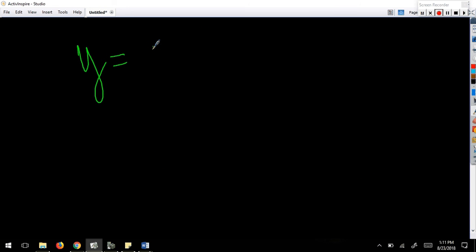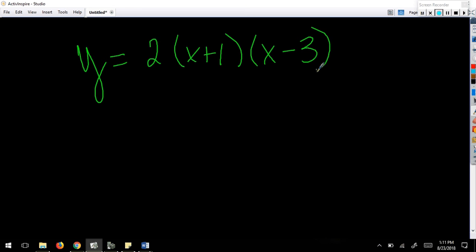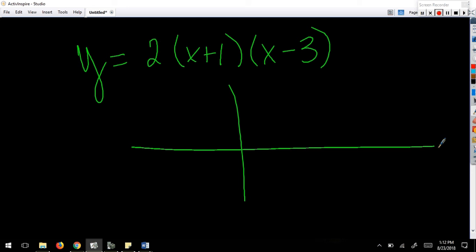Let's say I have this equation. Is it up or down? It's up. Skinny or wide? Skinny because 2 is bigger. This is telling me 2 places where it crosses the x-axis. Tell me what those 2 places are. Close: -1 and 3. Opposite signs. -1 and 3.